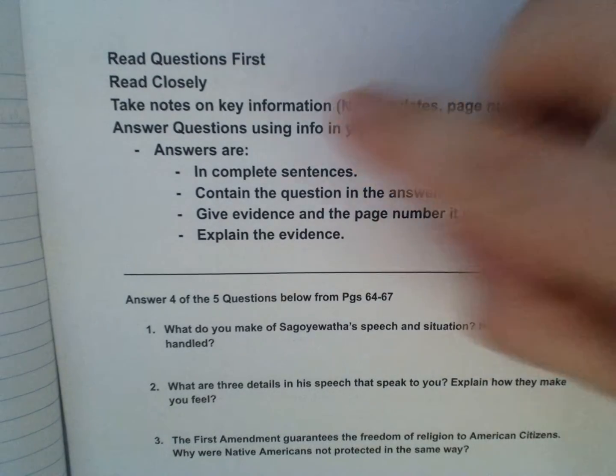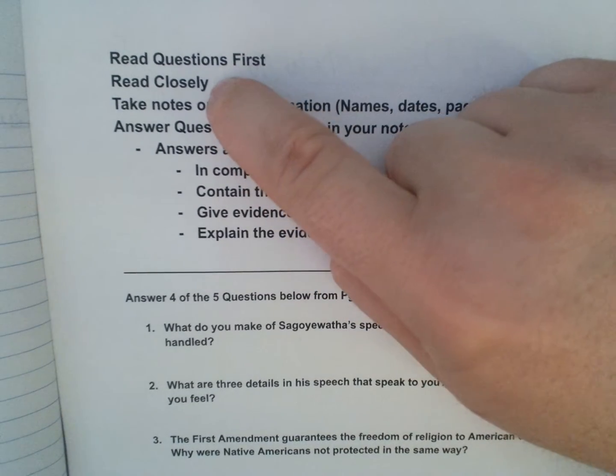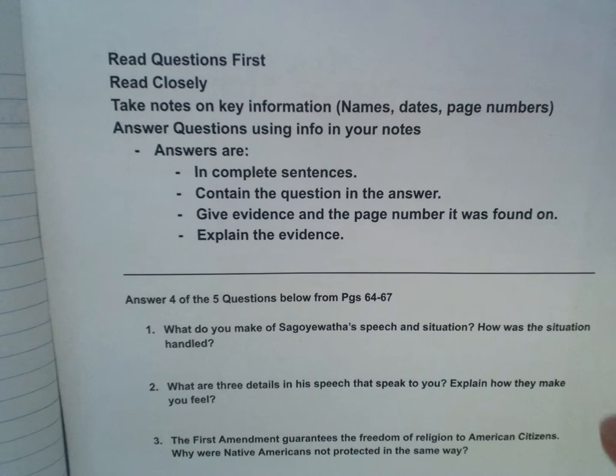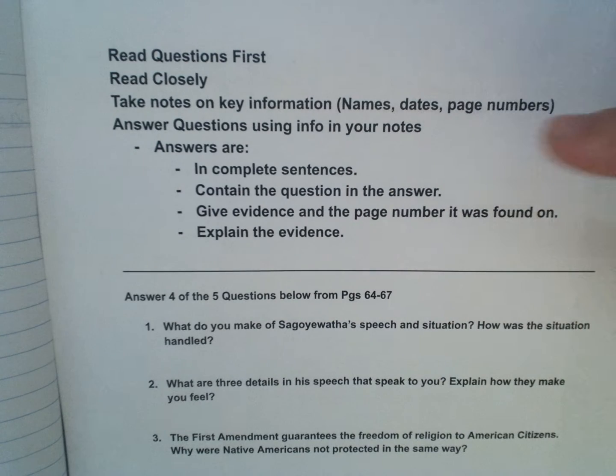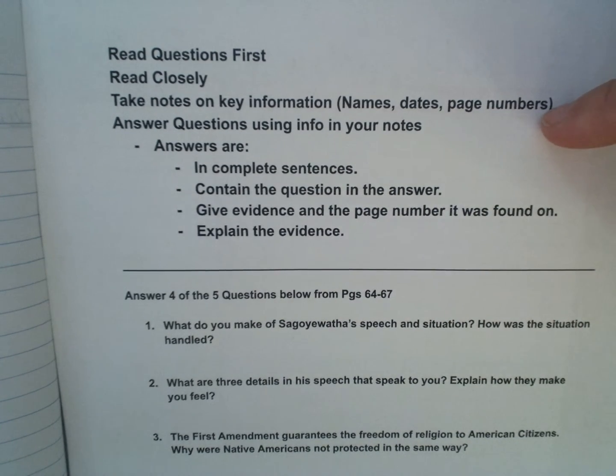Okay, so after you read the questions, then it says read closely. So we're not just going through things fast, we're stopping and pausing as we read. We take notes on key information, so names, dates, page numbers. I'm going to repeat that again, page numbers. So this time, let's make sure that as we write notes down, we put a little number next to it in parentheses so we know that that's the page it came from. Last time we did not do that, and it was more challenging, I think, when you went back to answer the questions.